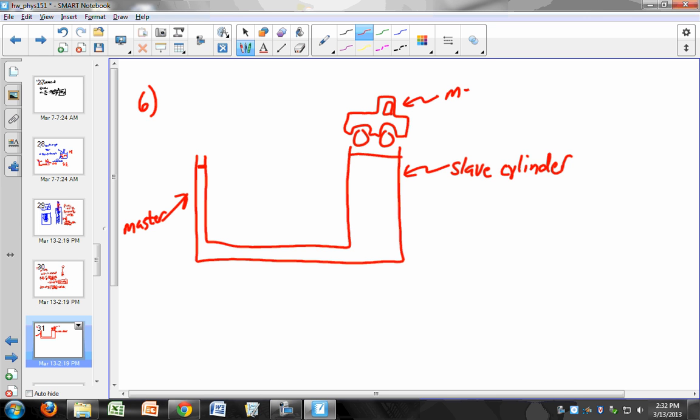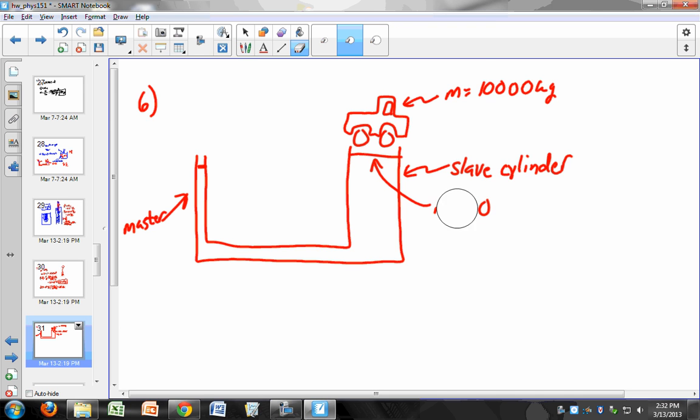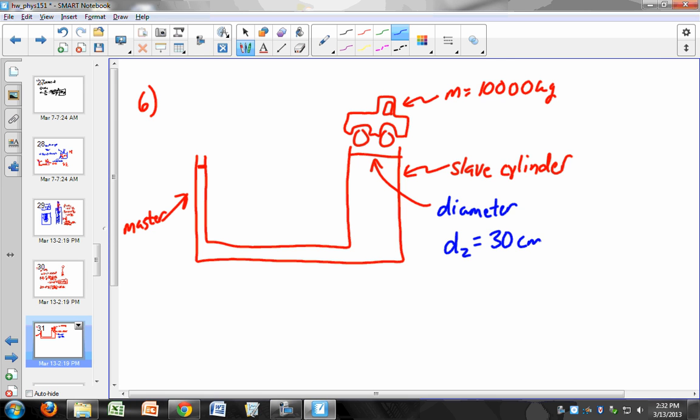The mass of this is 10,000 kilograms. And my area here is 30 centimeters. I'm going to call this A2. Not the area, the diameter. I'll call it D2, which is 30 centimeters. And over here, this diameter, I'll call it D1, was 1.5 centimeters.